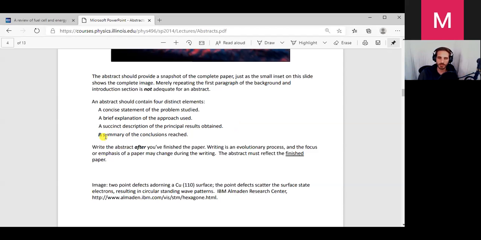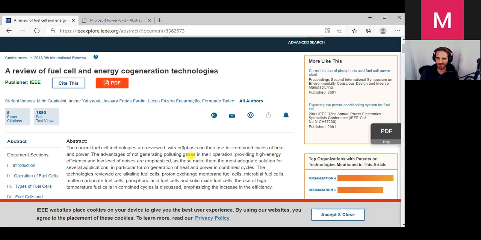And then the last one usually goes along with that, which is a summary of the conclusions that are reached, which tends to be similar in a lot of cases to the description of the principal results. Usually conclusions are, how do we interpret these results? What do they mean for other fields or for our own field? But the one we're really looking for to begin with in the abstract is a description of the principal results obtained. For a review paper, the principal results are a little bit different because they are generally going to try to tell you what they are reviewing in that paper.